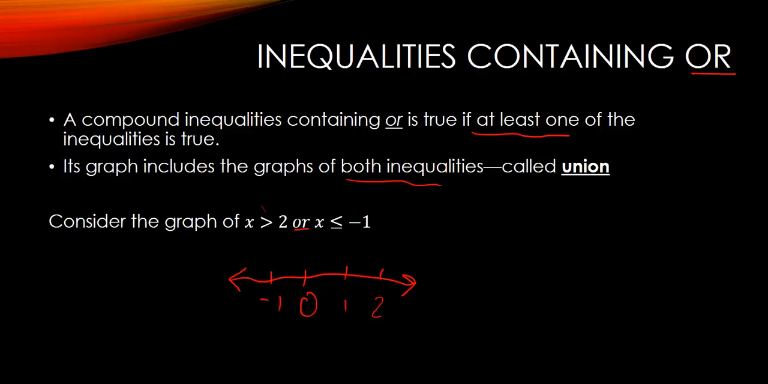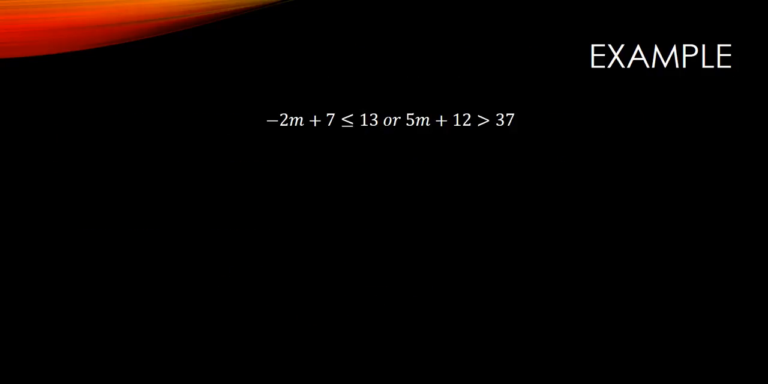Let me change colors here. Open circle. And it's greater, so that will be to the right. And then x is less than or equal to negative 1. That's a closed circle. And that is going to be shaded to the left. So you just do both inequalities on the same number line. They do not need to overlap. They might, but you just graph both of them on the same number line for the union.